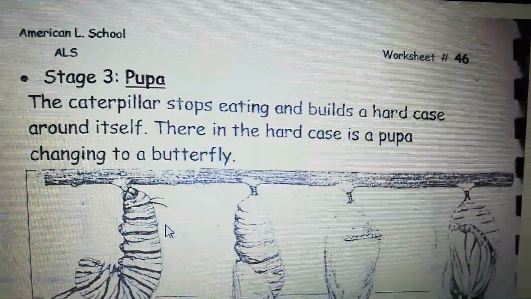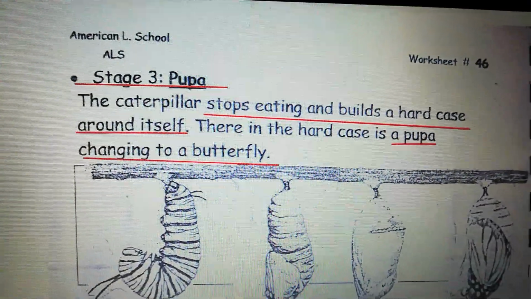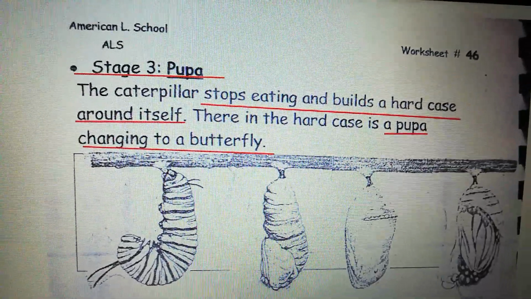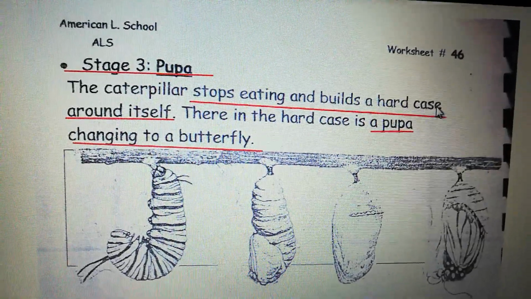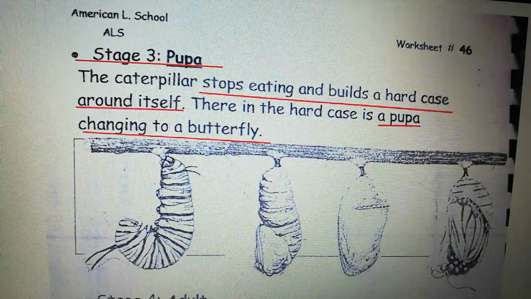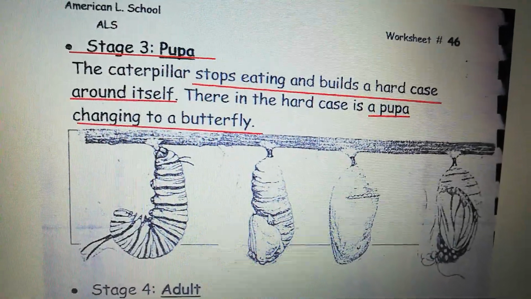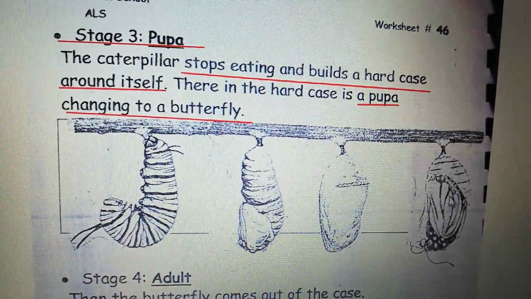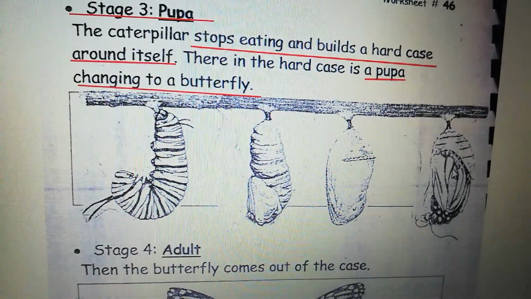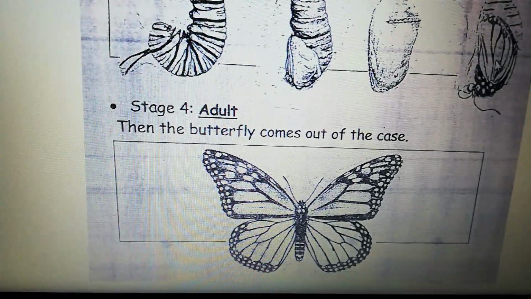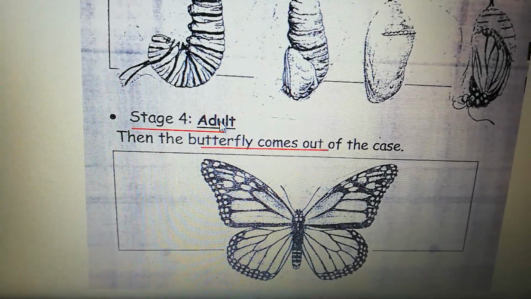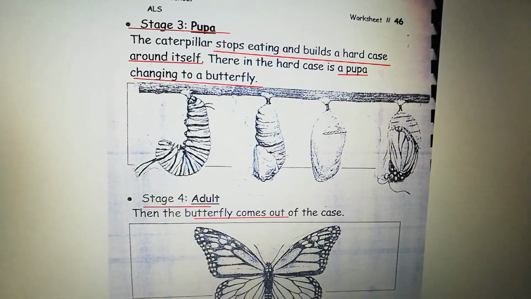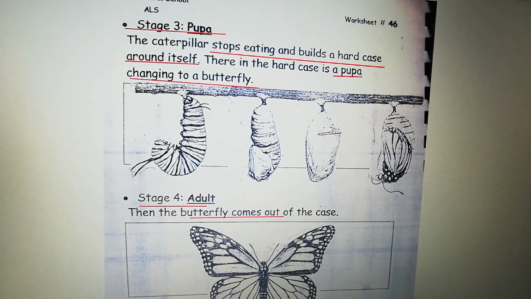Now stage 3. Stage 3 is called pupa. So in this stage, the caterpillar stops eating and builds a hard case around itself. So this is the caterpillar. It stops eating and starts to build a hard case around itself, this one. And inside this hard case, the pupa is changing into a butterfly. Now stage 4, which is the adult, the butterfly comes out of the case. So these are the 4 stages of the metamorphosis of a butterfly.